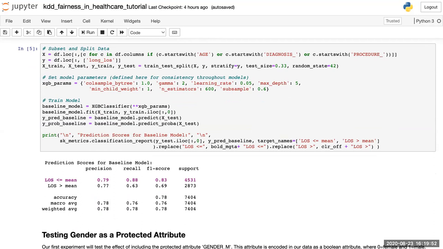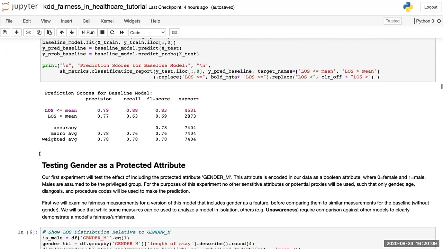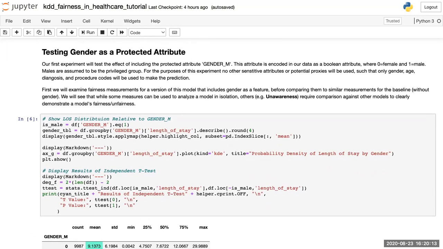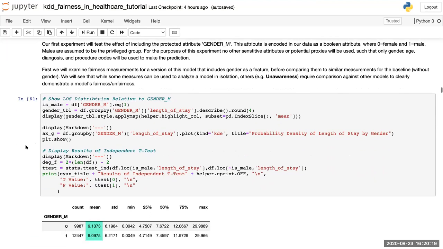So let's say for this example that we have some evidence to suggest that gender will be predictive for the negative class, which is highlighted in that maroon color. And for whatever reason, the negative class is what we're optimizing for. So gender is considered a protected attribute, so you want to ensure that there's no disparate impact by including it as a feature.